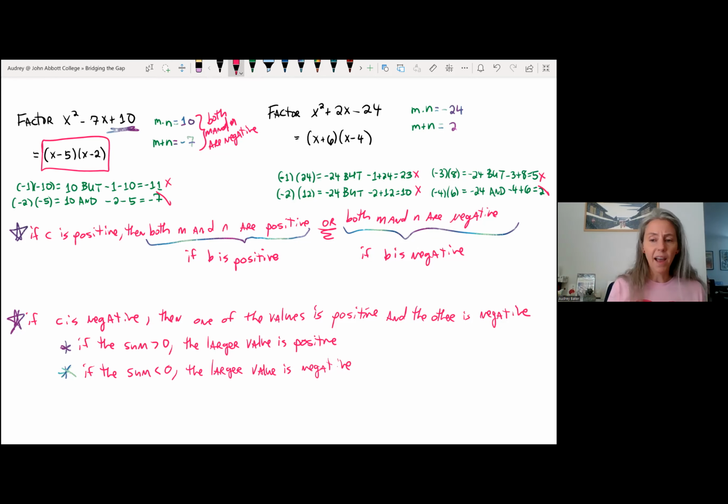So keep these tips in mind. It's pretty logical when we're thinking about which value is negative and which value is positive. Also keep this trick in mind if you are struggling to figure out what your values are.